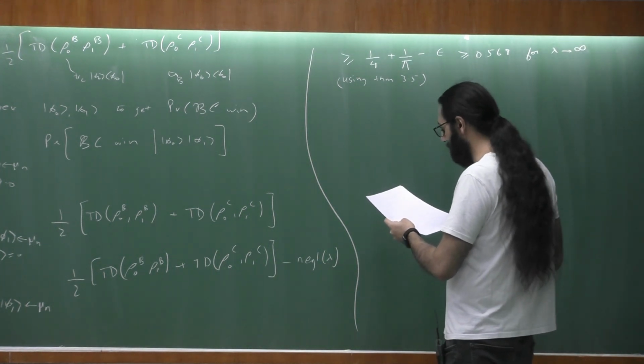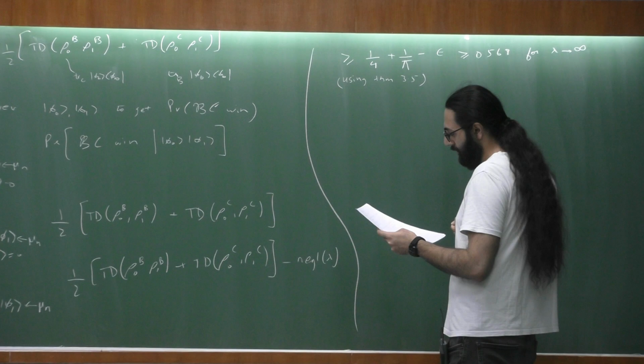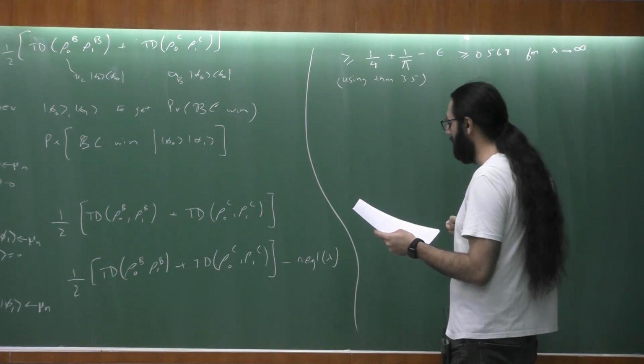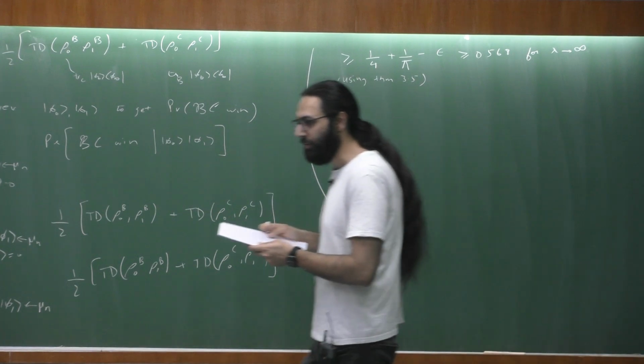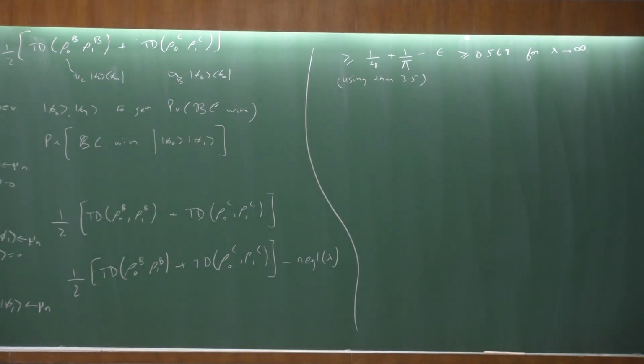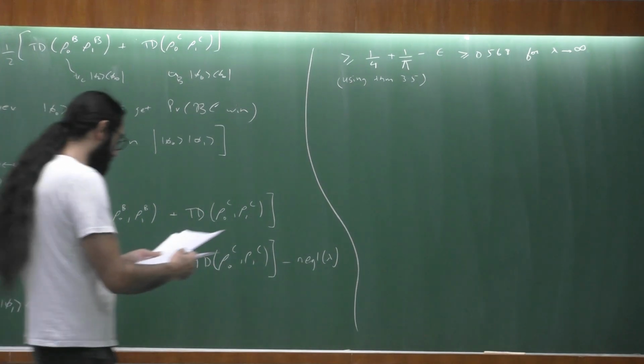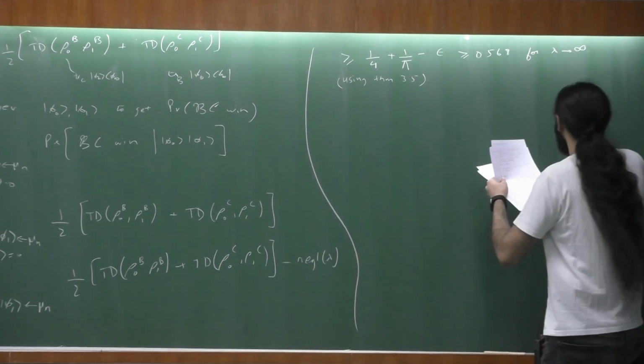What is epsilon? It's probably the negligible function. I'm guessing it's another negligible function. So theorem 3.5 I think was just saying that if you sample... do you remember the theorem? 3.5. Yeah, so 3.5 was basically just saying that, effectively, that trace distance.